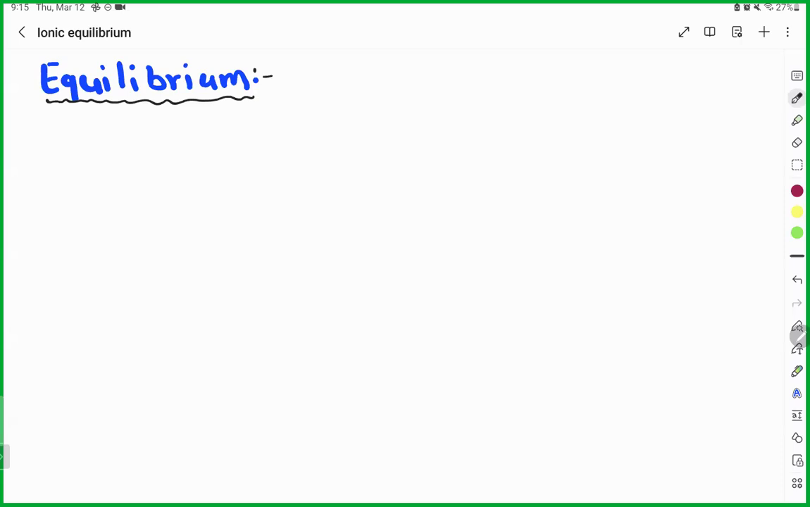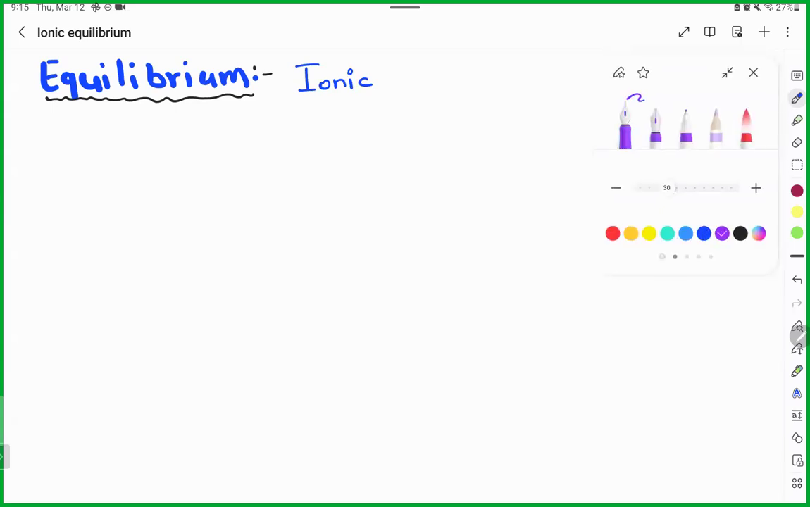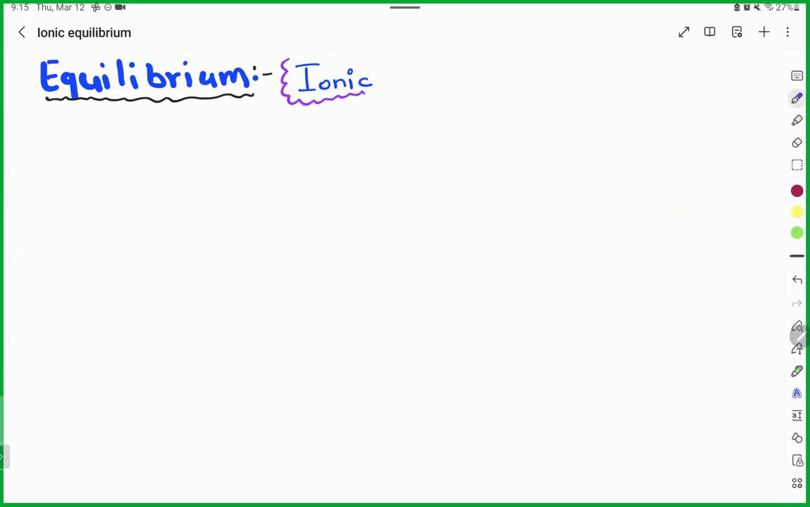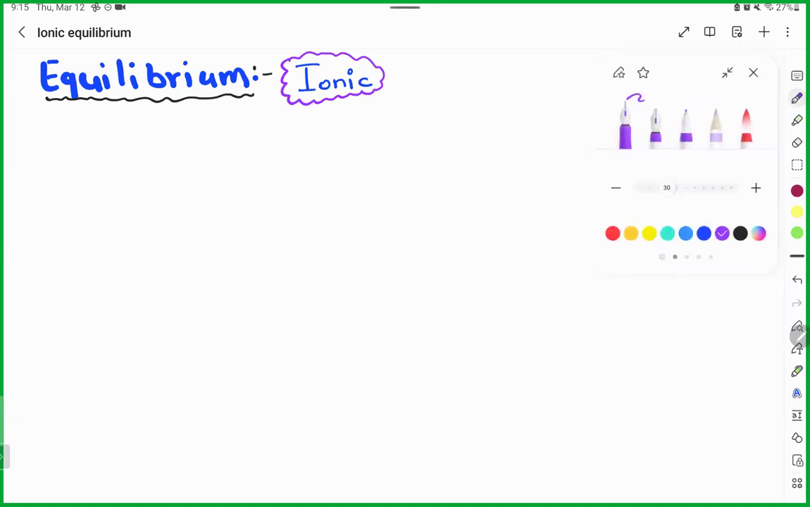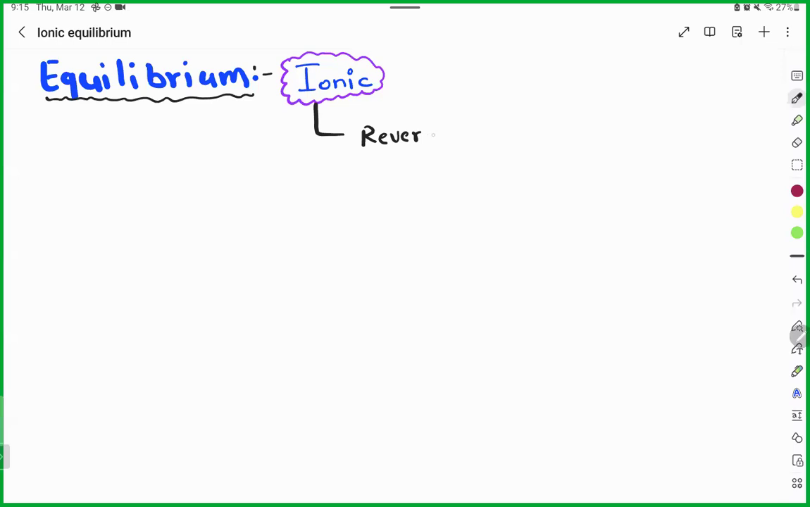Okay. So equilibrium, but this equilibrium is ionic. So we know about the equilibrium condition where the forward reaction is equal to the backward reaction. But this time ions are involved. That's why this is ionic equilibrium. Equilibrium in which ions are involved. Correct? So there are multiple properties of this ionic equilibrium. One of the common properties is that here you have a reversible reaction, because equilibrium means reversible reaction.